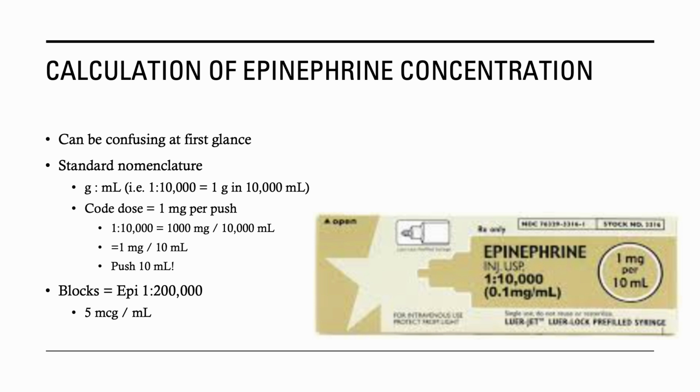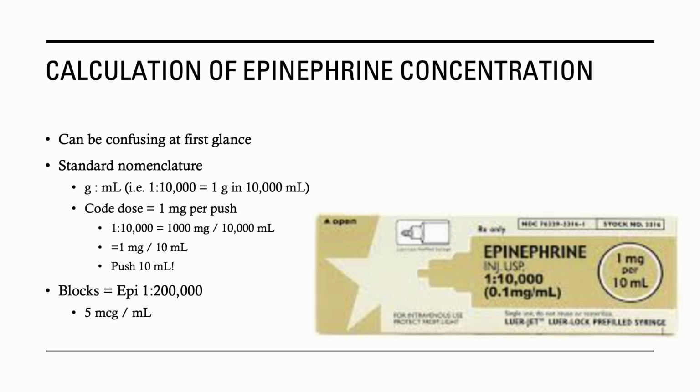So with epinephrine, it can be a little bit confusing at first, but luckily, as with most things, there's a standard way that it's described. And that standard nomenclature is listed down below as grams per milliliter. So for instance, if you pick up this box of epinephrine over on the right, which is in most of the Pyxis machines, you see that it says 1 to 10,000. What this means is that the concentration is 1 gram of epinephrine in 10,000 milliliters.